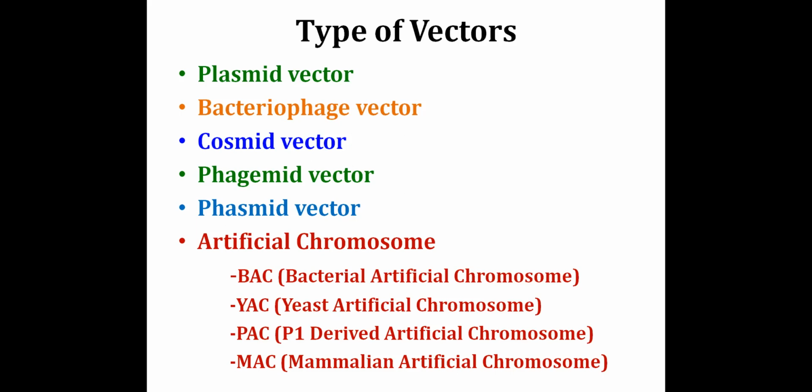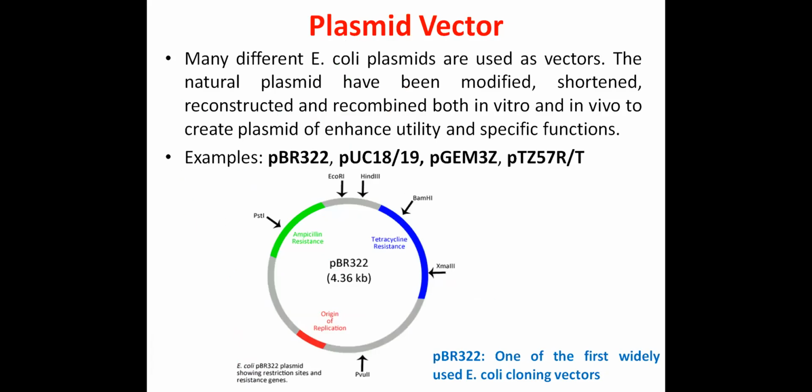So when there is a requirement of getting more copies of a large DNA fragment in bacteria, then we generally use the artificial chromosome vectors like BAC, YAC, PAC, or MAC. So now, first, the plasmid vector.